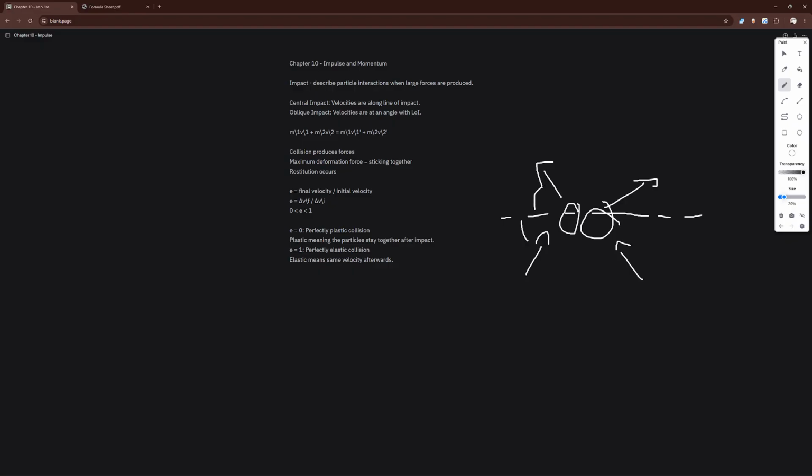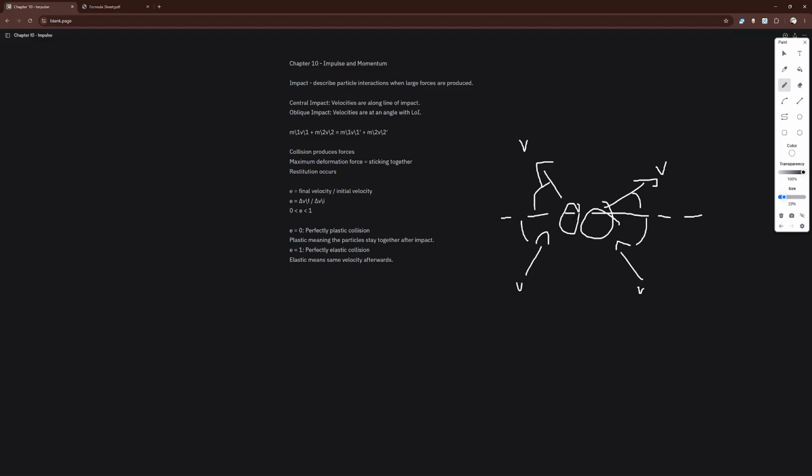Well, we have 1, 2, 3, 4 angles, right? And we have 1, 2, 3, 4 velocities. So we have 8 unknowns. Like, we can assume we know the masses. We have 8 unknowns here, alongside the coefficient of restitution, right?